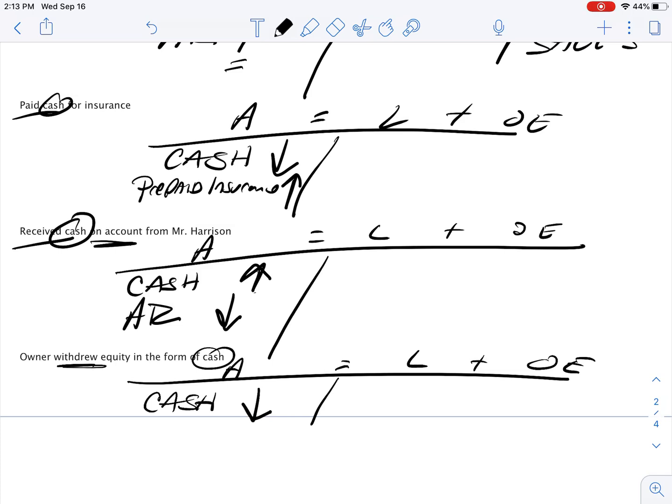Now, is there a liability? No, the owner is actually withdrawing, aka drawing money out of the business. When an owner draws money out of the business, does it make the business worth more or less? Makes it worth less, and it decreases. But again, an easy way to remember it too is my left side is decreasing, my right side is decreasing.